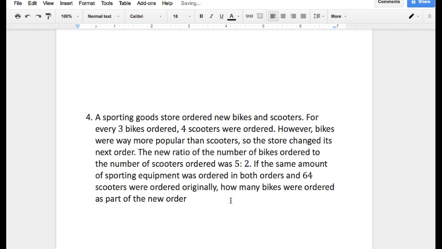A sporting goods store ordered new bikes and scooters. For every 3 bikes ordered, 4 scooters were ordered. However, bikes were way more popular than scooters, so the store changed its next order. The new ratio of the number of bikes ordered to the number of scooters ordered was 5:2. If the same amount of sporting equipment was ordered in both orders and 64 scooters were ordered originally, how many bikes were ordered as part of the new order?